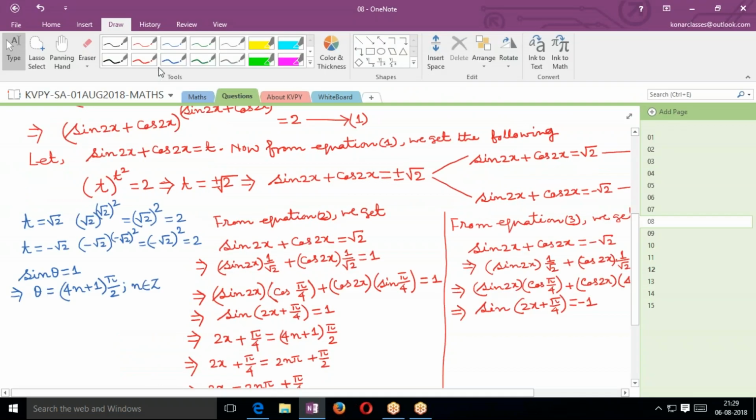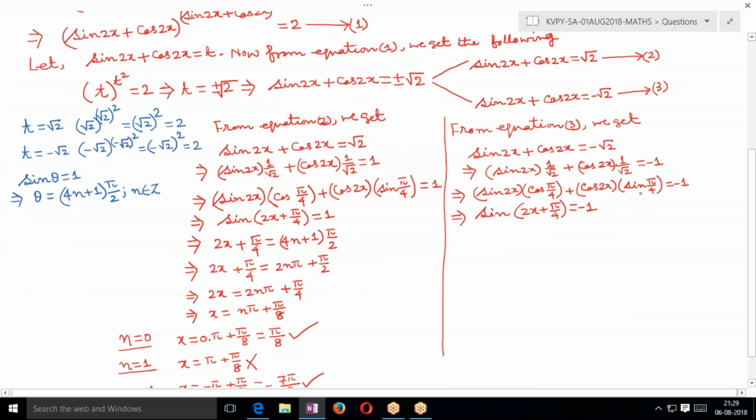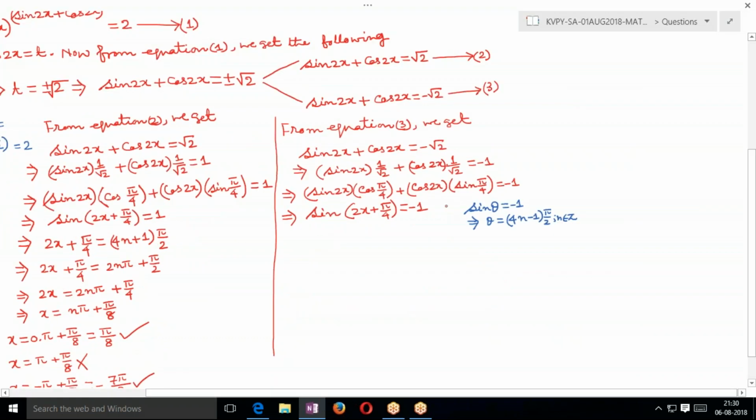Generally, the theory and the underlying background information I am writing in blue color, so that you can make an easy reference: sine theta is equal to minus 1 has a solution. This implies theta equal to 4n minus 1 into pi by 2, where n belongs to the set of integers. So keeping this in mind, from here you can write 2x plus pi by 4 is equal to 4n minus 1 into pi by 2.